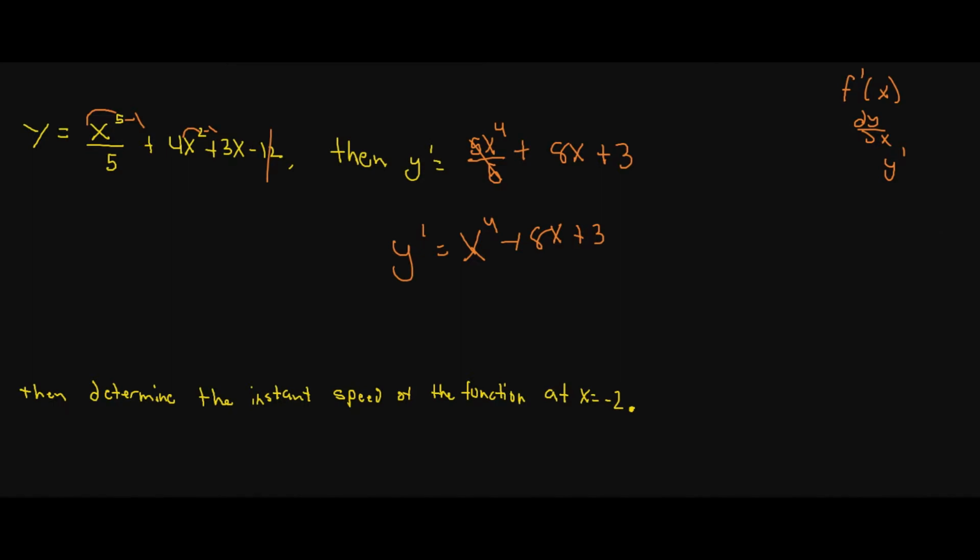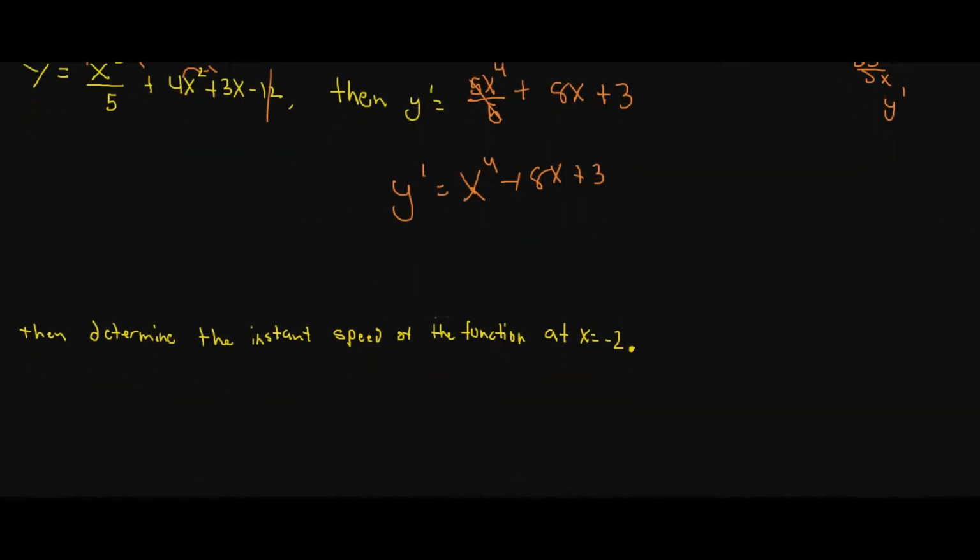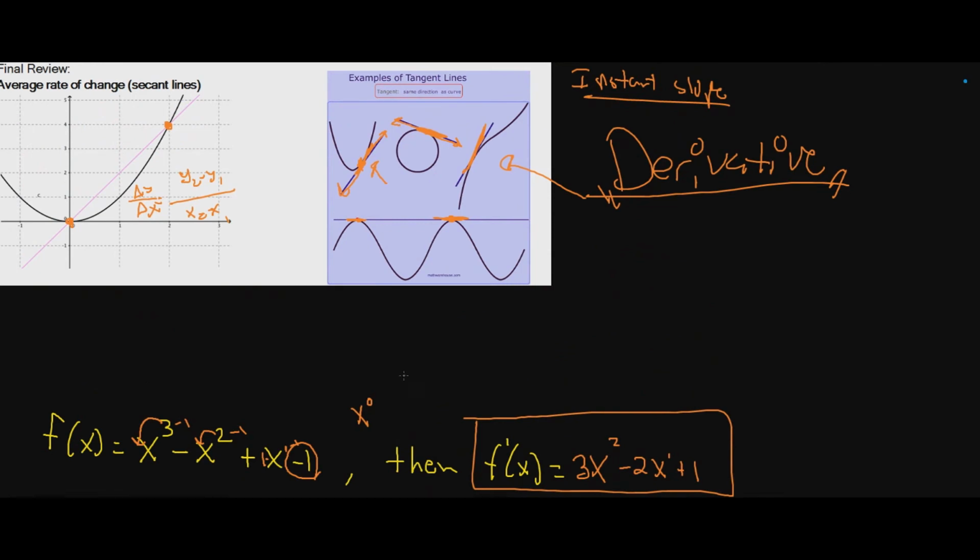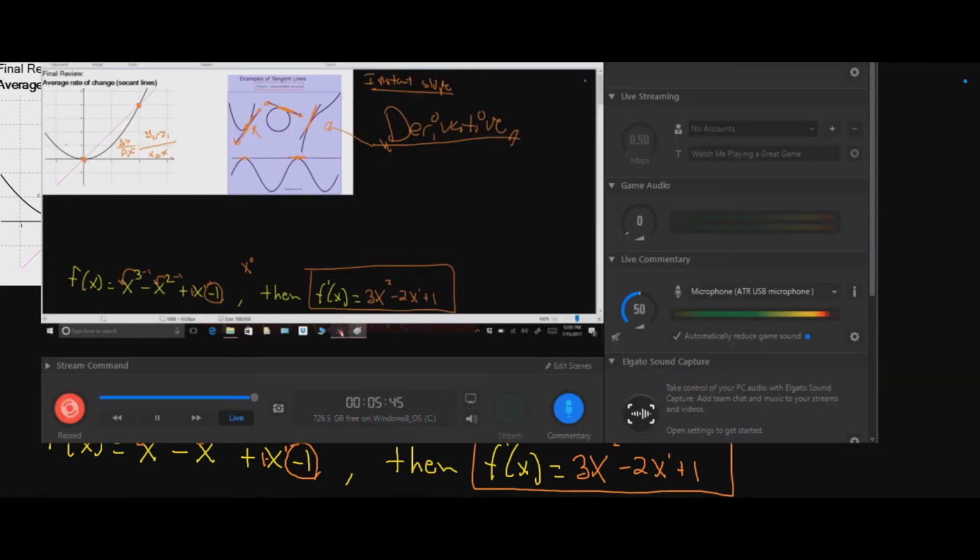Okay. All right. So now it says, then determine the instant speed of the function at x equals negative 2. Well, I already have the function that will give me my instant speed. That's a derivative. To find the instant speed at negative 2, I just take it and plug it into here and solve for it. And I won't do that. We're going to get a bunch of practice with that in the next video. But that's pretty much it. Just getting practice with the power rule and derivative.